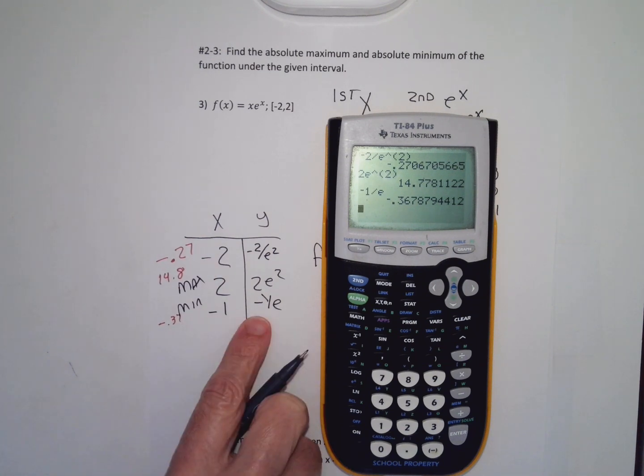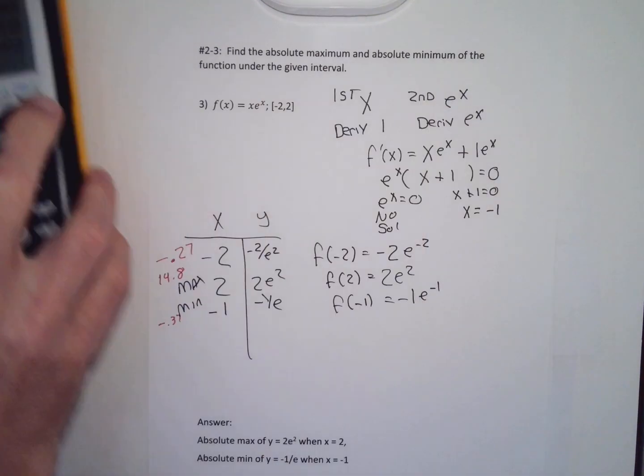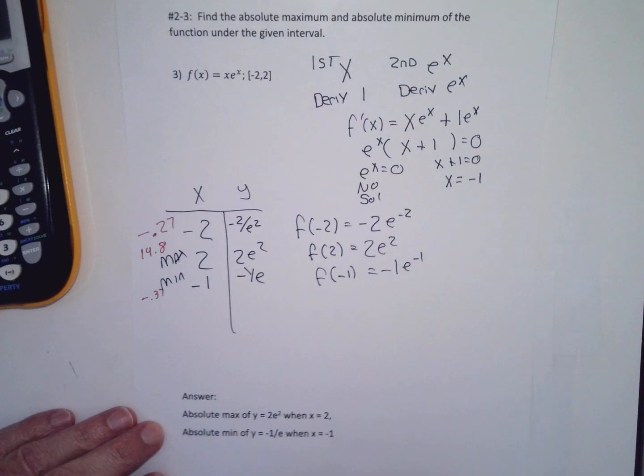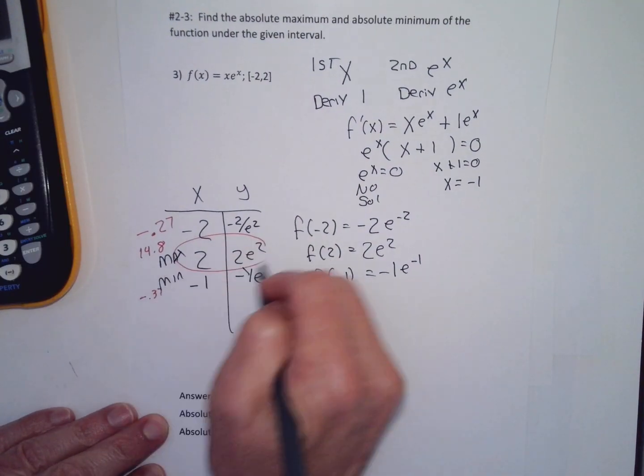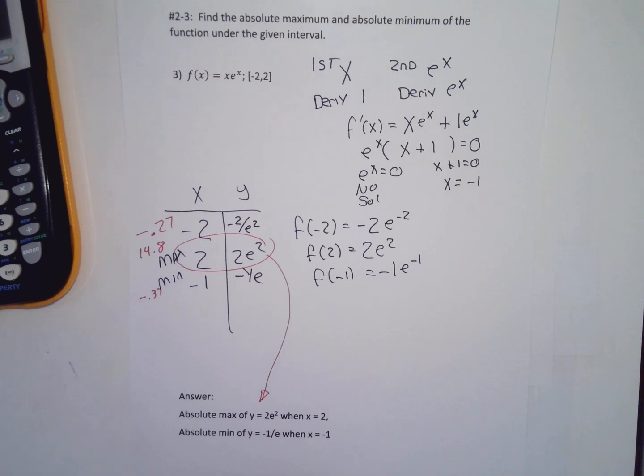So the last row of my table is my max. The middle row of my table is the min. And again, when I write my answers, I don't want the decimals, I want the e's. So when I wrote my answer, I split the maximum point up between its x and its y. I split the minimum point up between its x and its y, and I wrote a nice-ish answer.